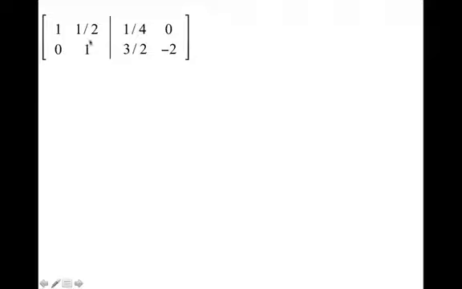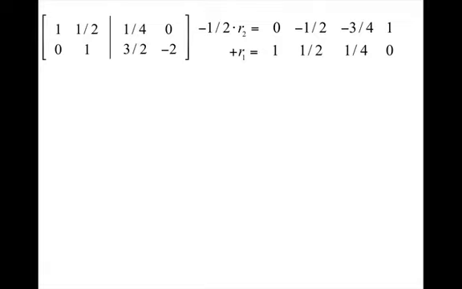Now for my final step, I need the 1/2 to become a 0. So change its sign to a -1/2, and I'm going to multiply by row 2 because that has the diagonal 1. So -1/2 times row 2 gives me 0, -1/2, -3/4, +1. I'm going to add this to row 1 because row 1 is what I want changed. Row 1 is 1, 1/2, 1/4, 0. This is going to become my new row 1.